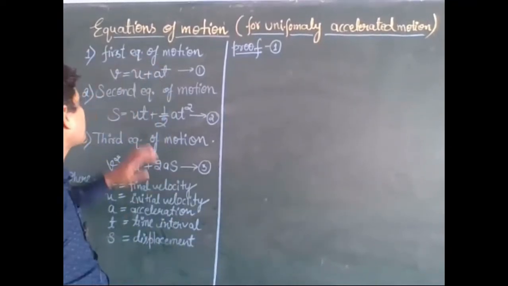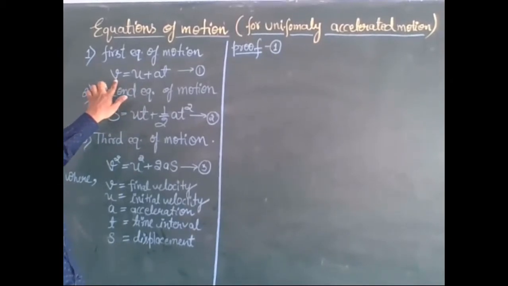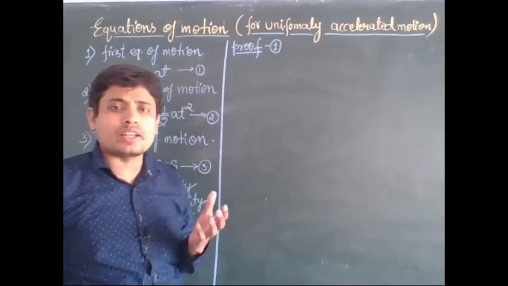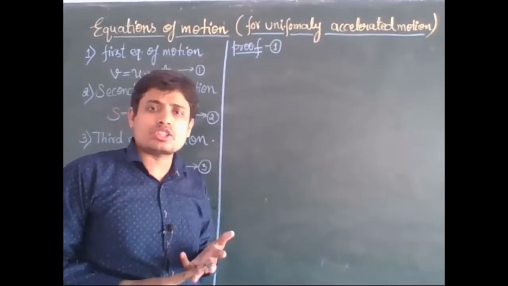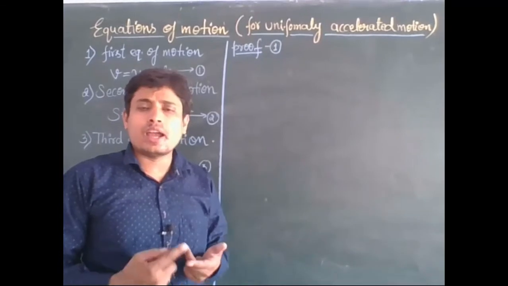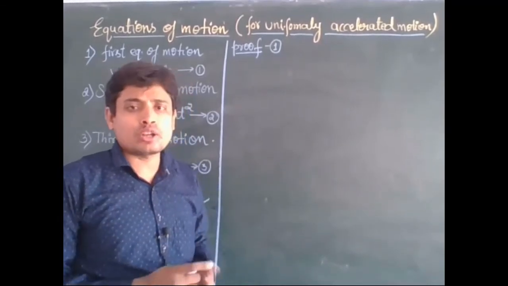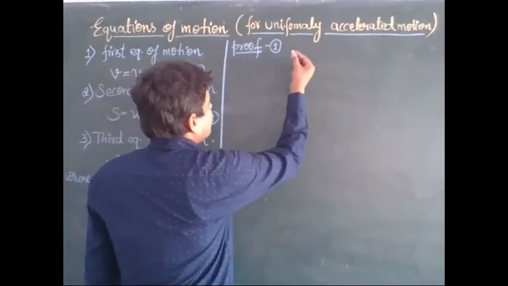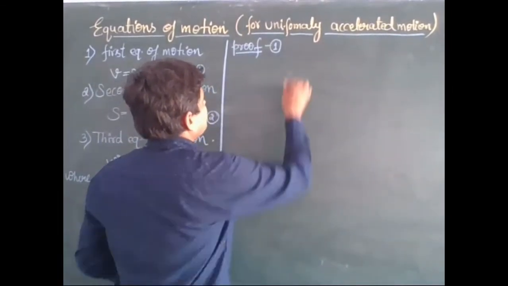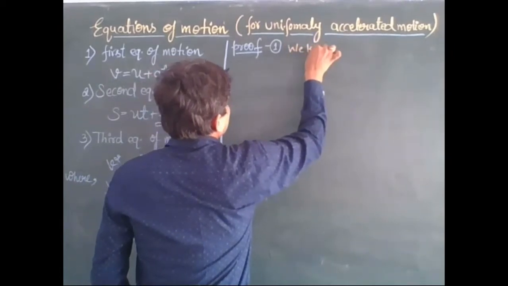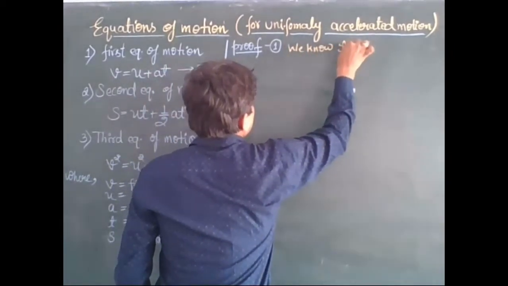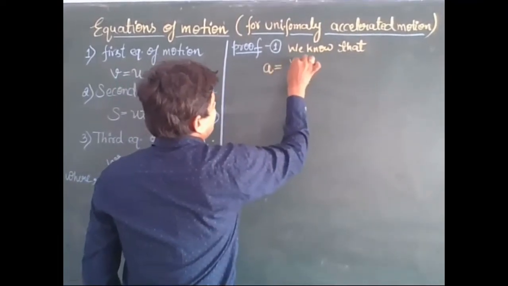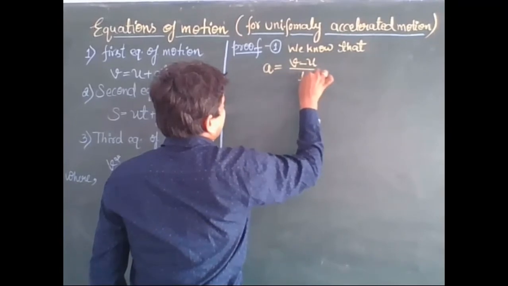You can see here, there are the four symbols v, u, a and t. Do you know any formula which is connecting the final velocity, initial velocity, time period and acceleration? I think yes, you know it. You know the formula of the acceleration, right? So write down, we know that acceleration a is equal to v minus u upon t.